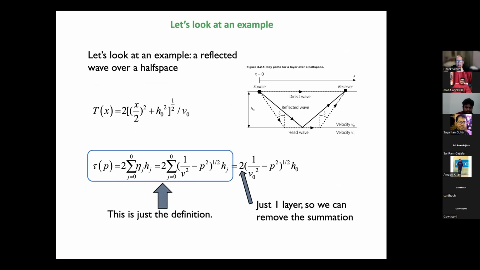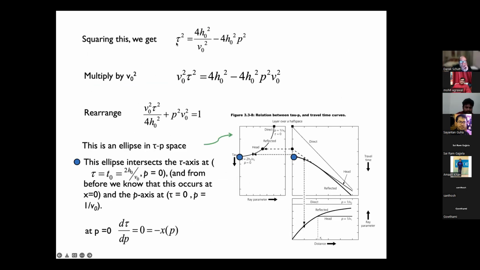All right, let's look at another example. So let's consider a reflected wave over a half space. Tau of p equals 2 times the summation of eta sub j h sub j. Right, this is just our definition. And since we just have one layer, we can write it as 2 times the square root of 1 over v naught squared minus p squared times h naught. Squaring this, we get tau squared equals 4 h naught squared over v naught squared minus 4 h naught squared p squared. Multiply this by v naught squared to get this equation here. And then we can rearrange and we find our ellipse again.